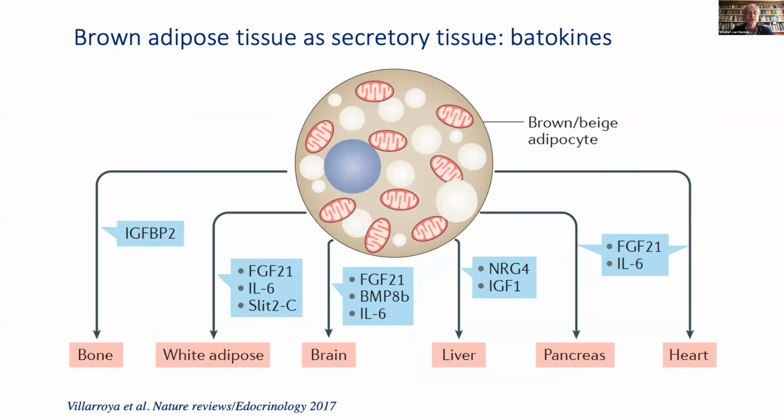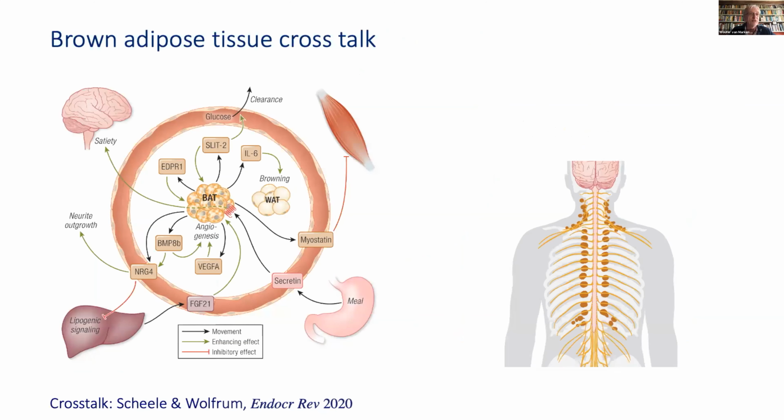And these are just some examples. There are more and more factors coming that are important and interact with other tissues. There's a very nice overview here, the crosstalk paper from Schele and Wolfrum. They have a nice overview from last year. Please read it if you're interested.